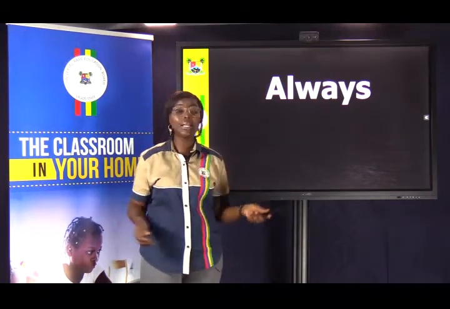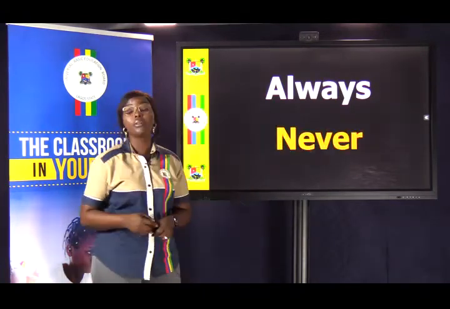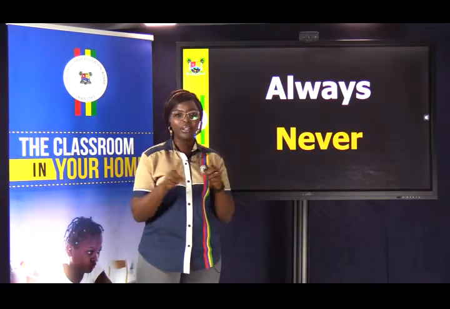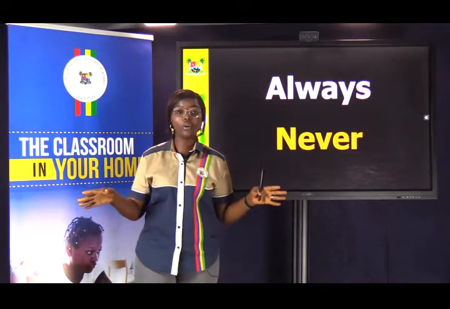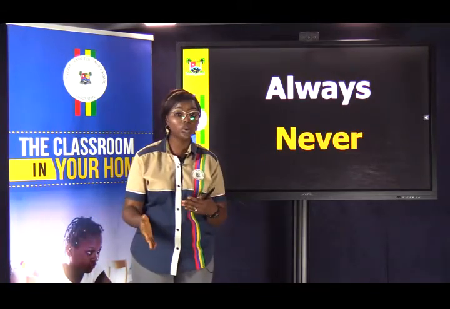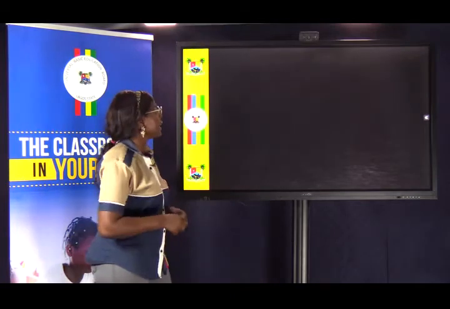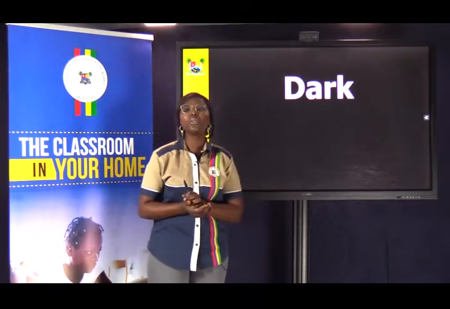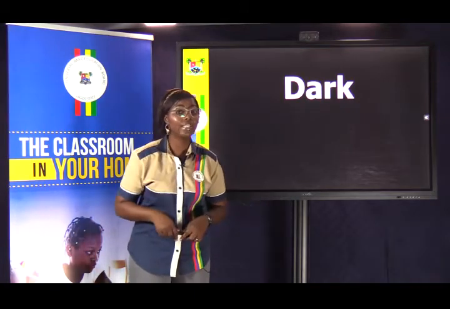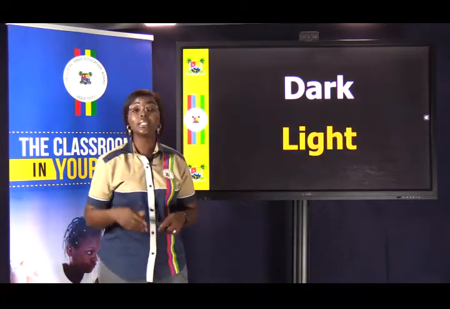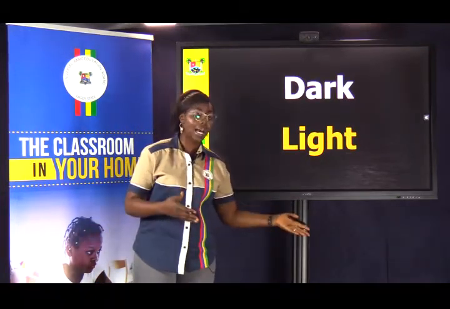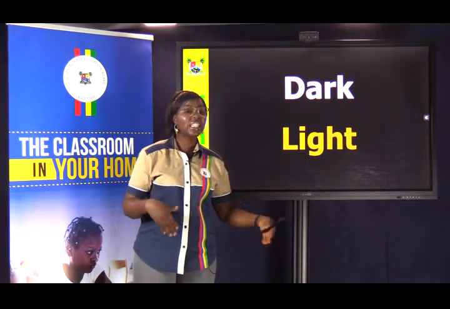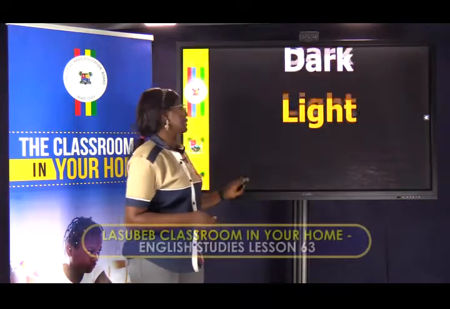Another one is always. What is the antonym of always? Never. You always do something, you've never done that thing before, okay? So the antonym of always is never. Okay, let us go forward. Another one is dark. Ah, that place is so dark. What is the opposite of dark? What is the antonym of dark? It is light. So if something is not dark, it will be what? If a place is not dark, it will be light.